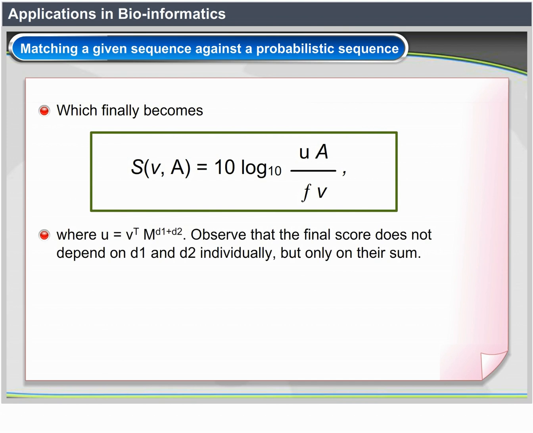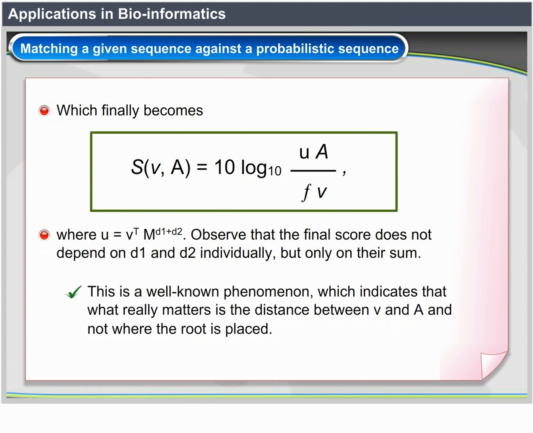Observe that the final score does not depend on D1 and D2 individually, but only on their sum. This is a well-known phenomenon which indicates that what really matters is the distance between V and A and not where the root is placed.